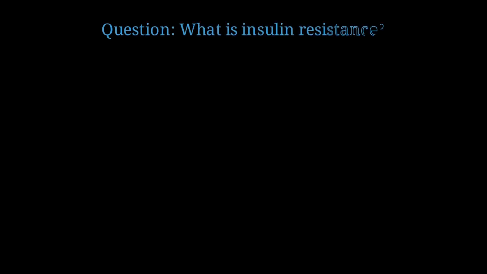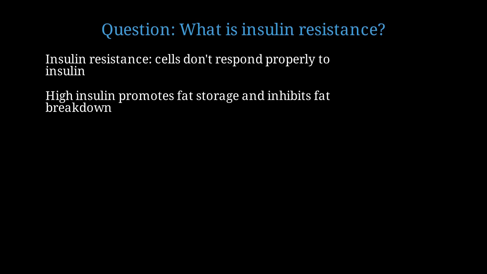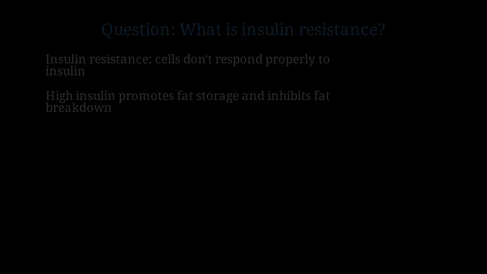Let's define this clearly. What exactly is insulin resistance? How does it develop, and why does it cause this specific fat distribution? Insulin resistance occurs when cells, particularly muscle and liver cells, don't respond properly to insulin. The pancreas compensates by producing more insulin, leading to hyperinsulinemia. High insulin levels promote fat storage, particularly in visceral adipose tissue, while simultaneously inhibiting lipolysis. It's a fat storage hormone.